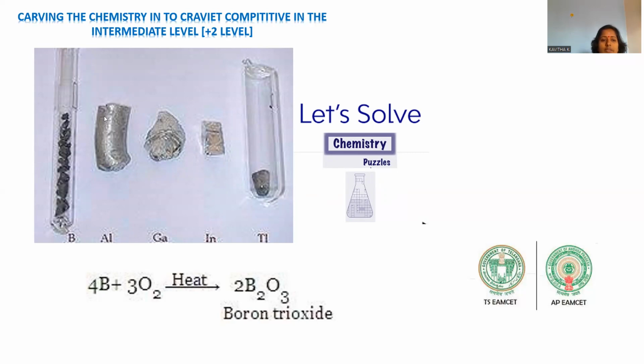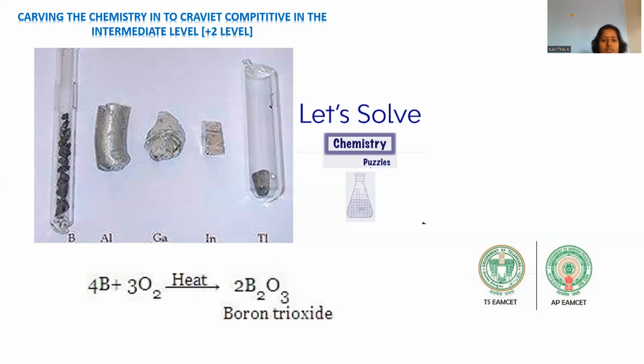Aluminium is a metallic aluminium. Everybody is aware of aluminium foils, which are a packaging material, and aircraft are also made of a lightweight metal, that is aluminium only. And gallium also exists in silver color. Indium is also a silver color metal.